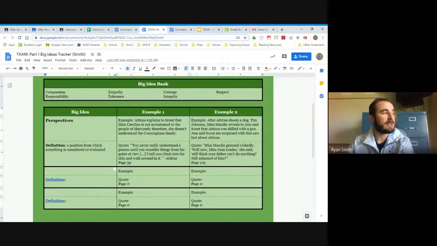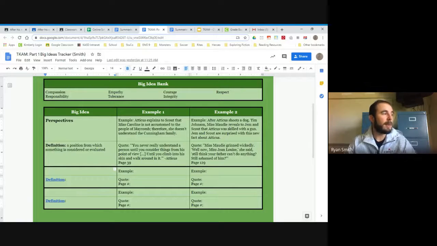And then we have a quote here too. And then we have a second example as well. That way you have stuff to work with. That way when we're doing the one-pager near the end, you're going to have quotes and examples from different parts of the book. So you're going to have to pick two of the big ideas up here. Like you could put compassion here and responsibility here, or whatever combination you want.